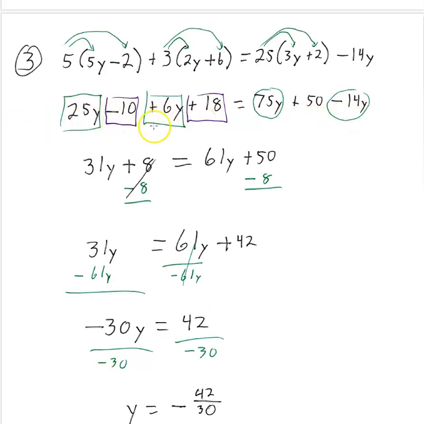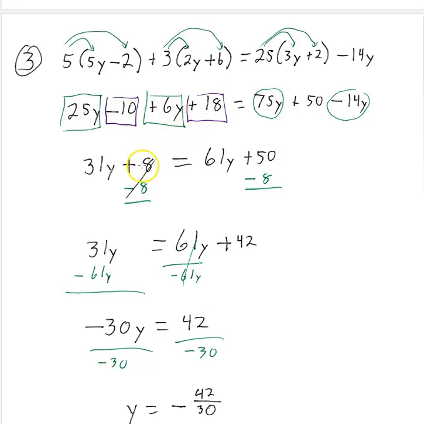So here's my equation. Now I'm going to start cleaning things up. On the left, I circled in green the variables that I'm going to combine. 25y and 6y gives me 31y's. Then I have negative 10 plus 18. Plug it in your calculator.